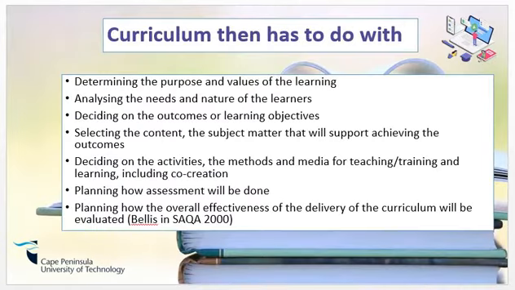Curriculum then, if we unpack it a bit, has to do with determining the purpose and the values of learning, needs of the learners, outcomes and learning objectives, and then from this, selecting the content and subject matter. So we're seeing it as quite a process working from the top down: purpose and values, needs of the learners. Okay, what are the learning objectives? What is going to underpin that then? How are we going to achieve those through the content?